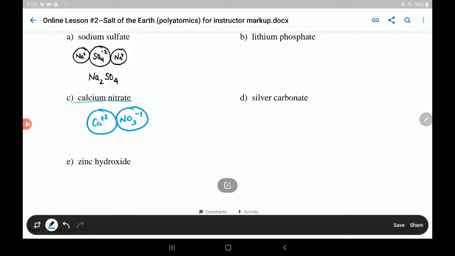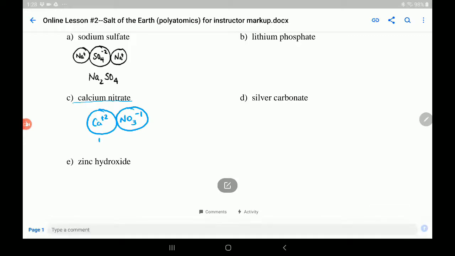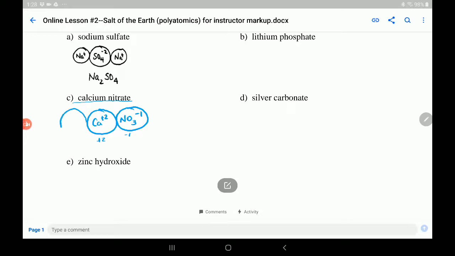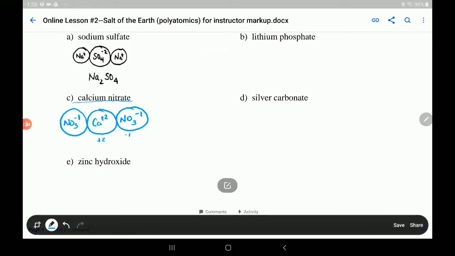You should see we have an imbalance in charges. We have +2 and only -1. We need another minus. That means we get another nitrate ion. There it is. That's a good picture for calcium nitrate. 1 calcium ion, 2 nitrate ions.